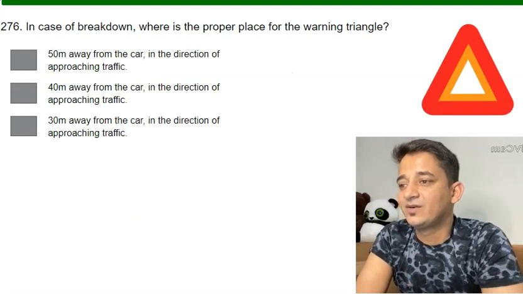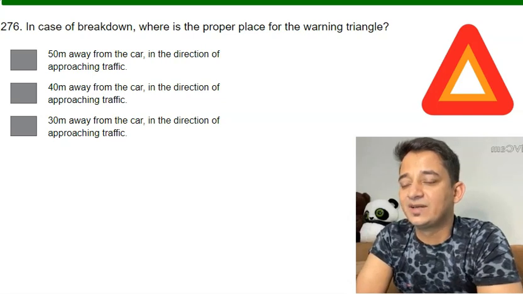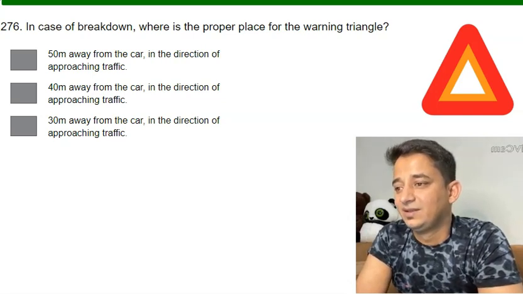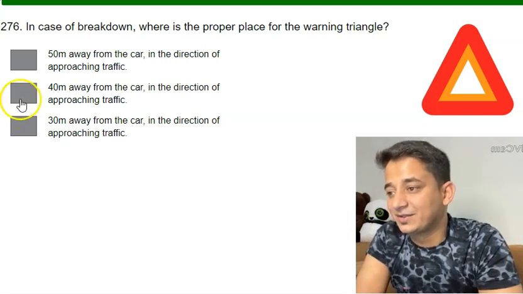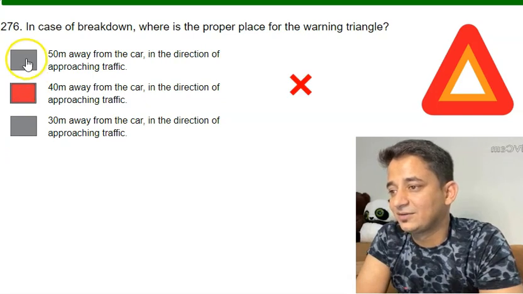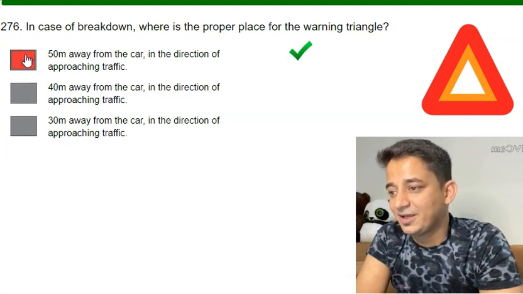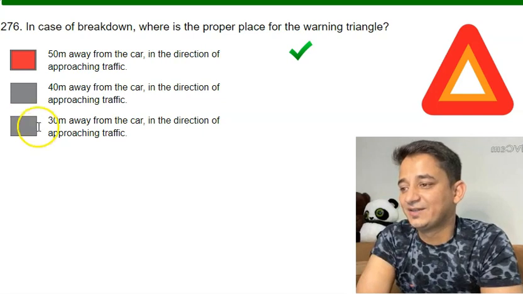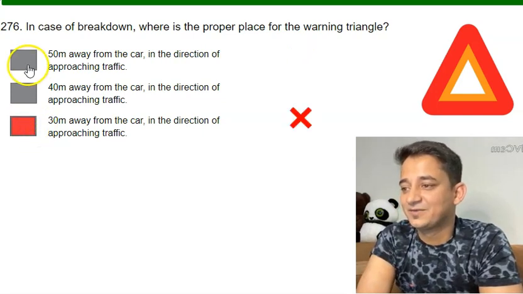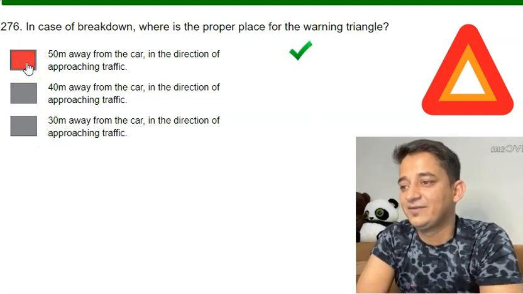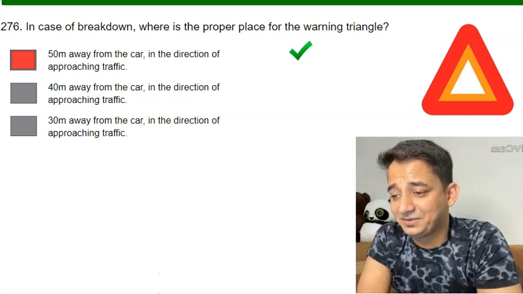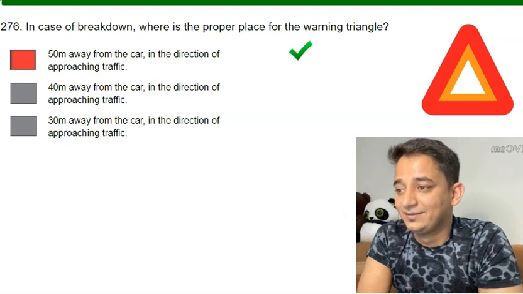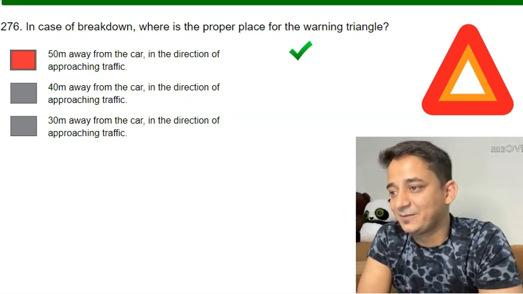In case of breakdown, where is the proper place for the warning triangle? Well, this I need to guess. This question. Let's see. Oh, that's a wrong option. Yeah. So this is the right option. If I click on 30 meter, it's again the wrong option. So the right option is 50 meter away from the car in the direction of approaching traffic. So see, this is a tricky question. 50 meter, 30 meter, and 40 meter.